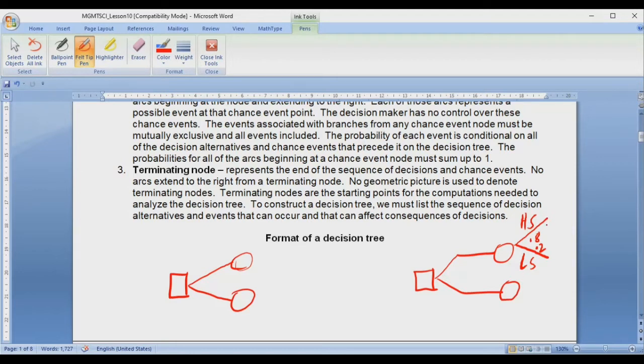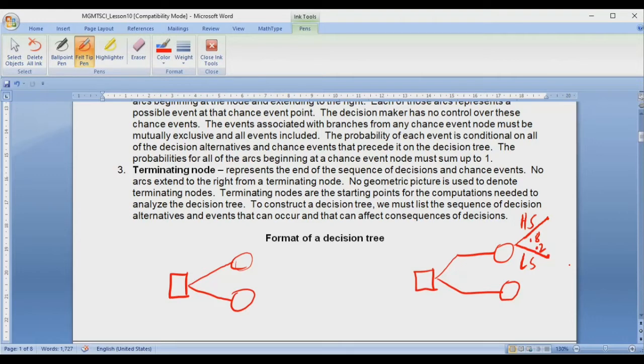Okay? And then we have the terminating node. A terminating node represents the end of the sequence of decisions and chance events. No arcs extend to the right from the terminating node. Let's say, for example, this arc, the one at the right end, has no figure or shape attached to it. So that means it is the end. You call them terminating nodes.